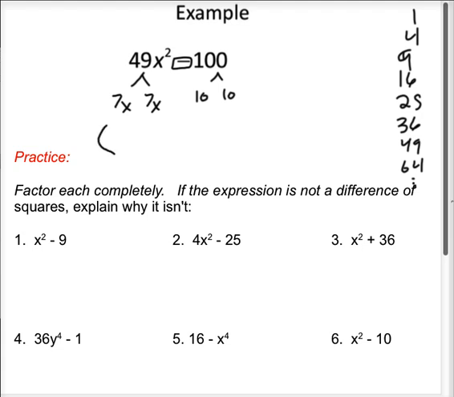So we can take the basic form of the difference of squares. We get 7x plus that 10 and 7x minus that 10. And again, that's already the end of our problem. That is all that we have to do.